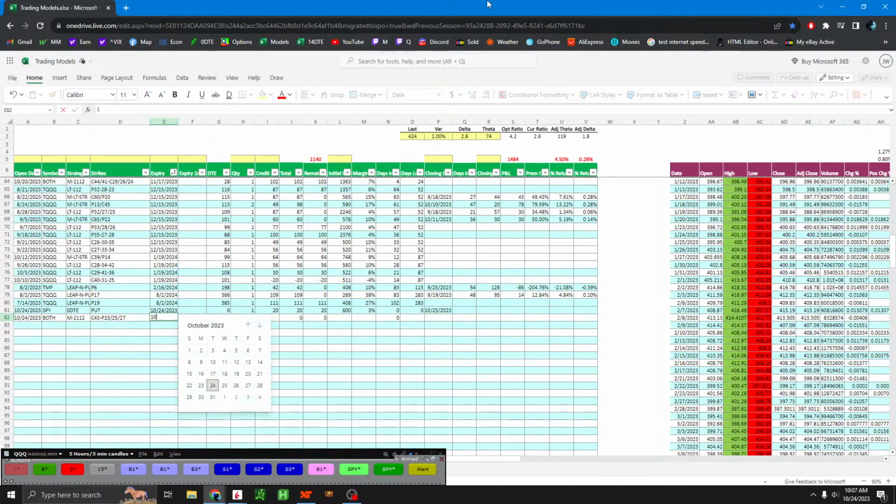The action on oil right now is just insane. Look at these moves. 1 second, guys. Okay, let me finish this up really quickly.